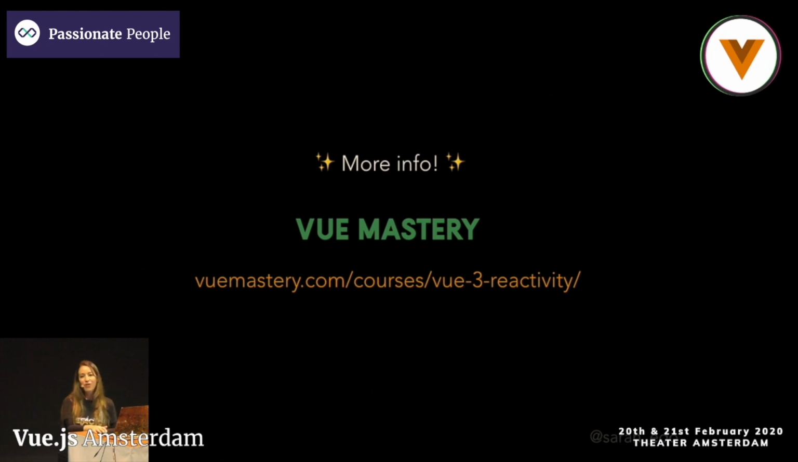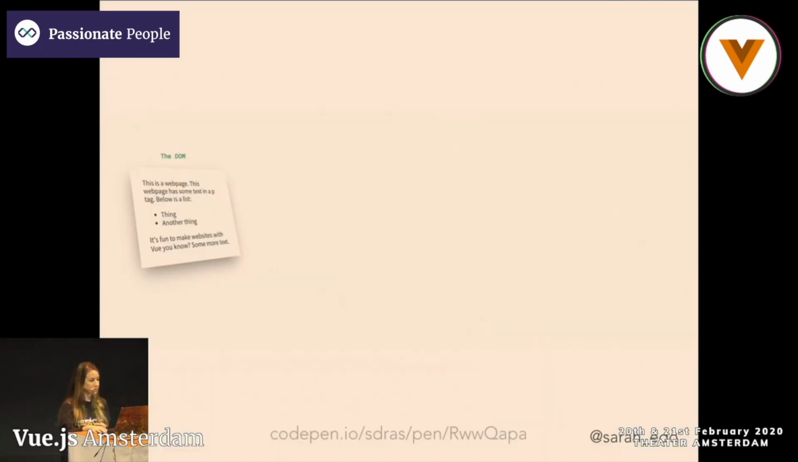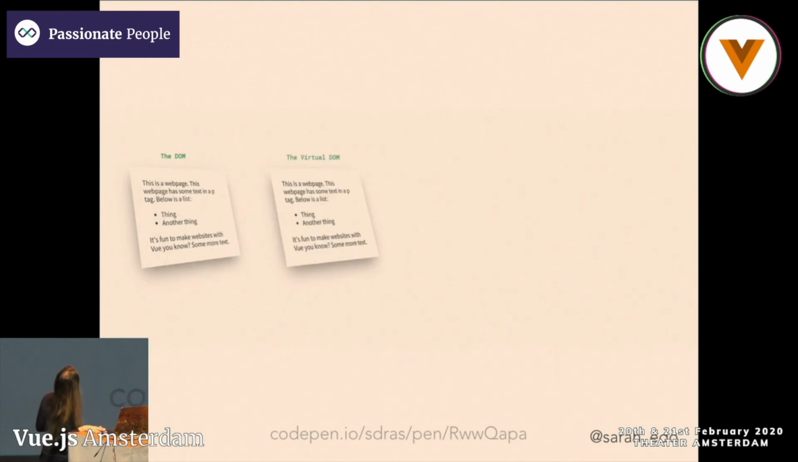So now let's cover, how does the virtual DOM work? You might have heard this phrase before, the virtual DOM or the VDOM. It's a concept that many JavaScript frameworks use to create really performant UIs, not just Vue. So let's dig in. Okay, so here's the DOM. We make a copy in JavaScript called the virtual DOM. We do this because touching the DOM with JavaScript is computationally expensive.